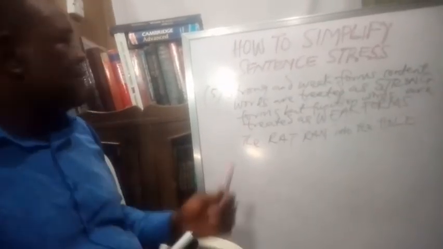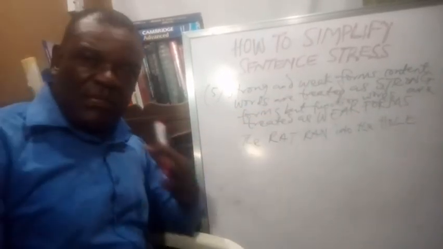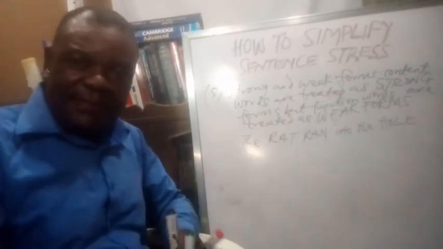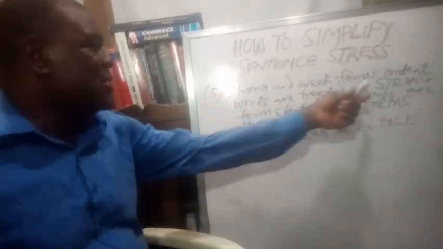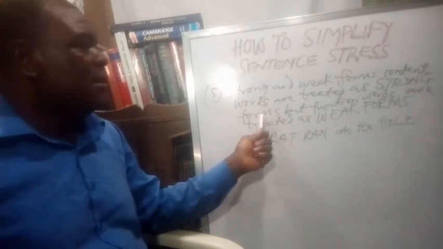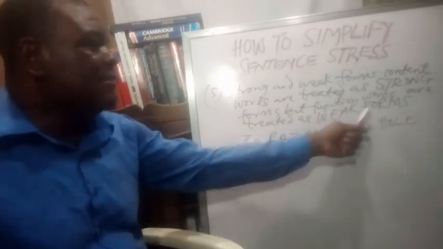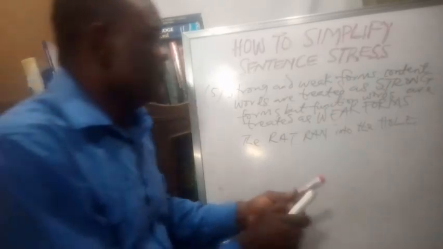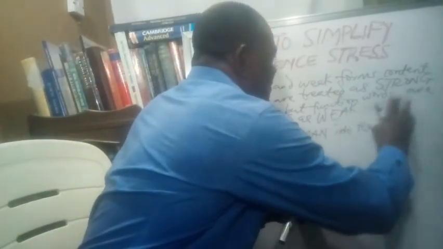Number 5, strong and weak forms. This also we need to bear in mind, that content words are treated as strong forms, but function words are treated as weak forms.